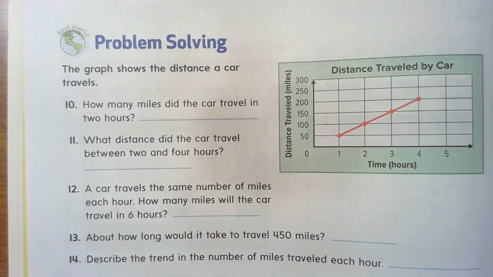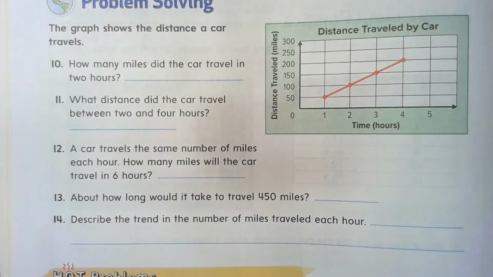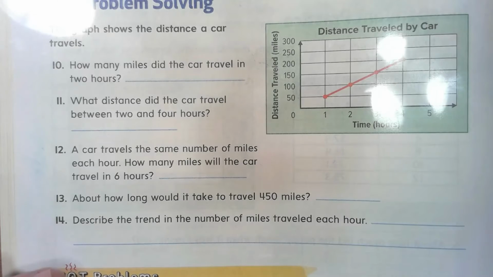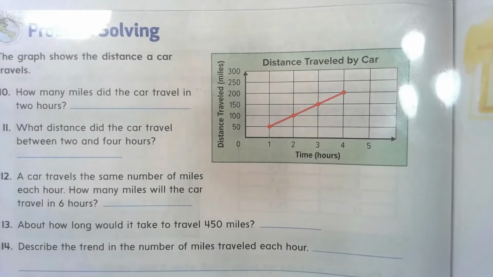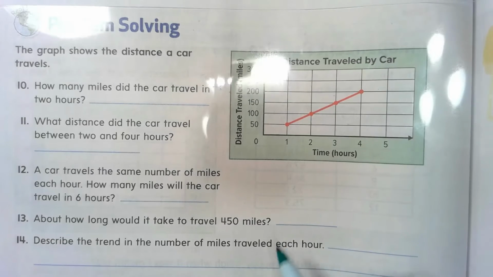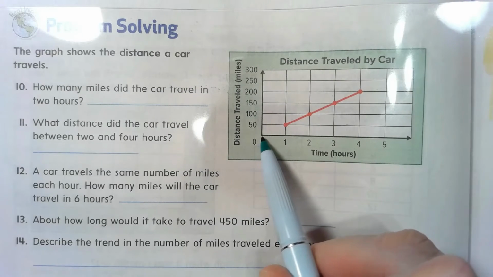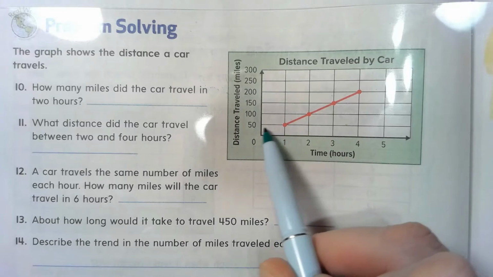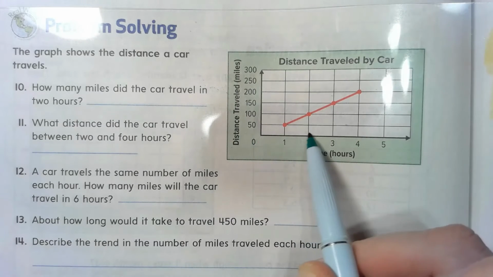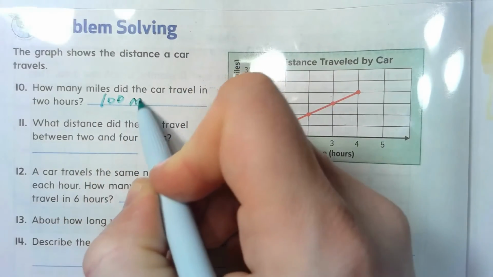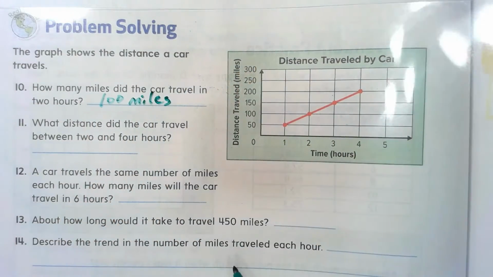So we're going to begin on page 100 with questions 10 through 14 that all have to do with this line graph that shows the distance traveled by car. Question 10 says, how many miles did the car travel in 2 hours? So the car obviously at 0 hours had traveled no distance. At 1 hour it had traveled 50 miles, and at 2 hours the car had traveled 100 miles. So your answer is 100 miles.